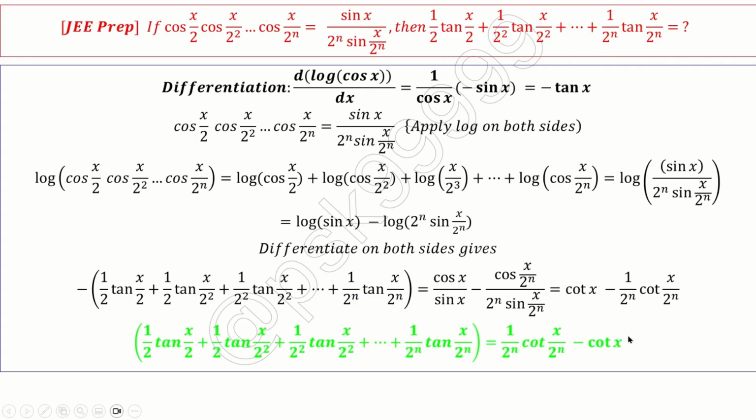So now this is nothing but cot x minus 1 by 2 to the power of n cot x by 2 to the power of n. So this is the answer. Only thing is it has a negative sign here, so move the negative sign to the other side. The answer is 1 by 2 to the power of n cot of x by 2 to the power of n minus cot x. Just do it carefully, and you just need to get the idea of one term, how cos x by 2 converts into tan x by 2. Once you know this, it's done.